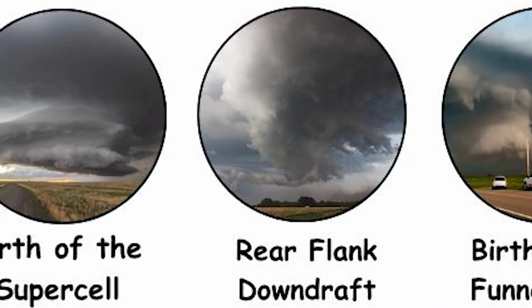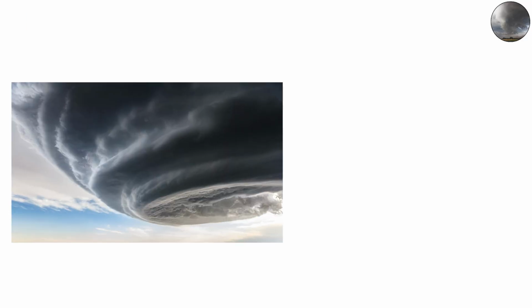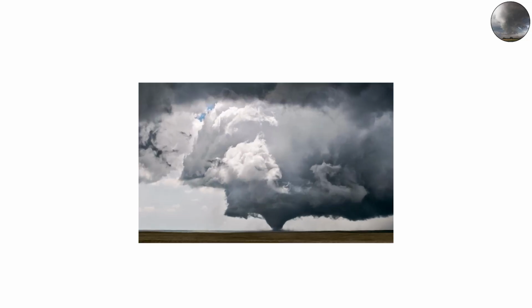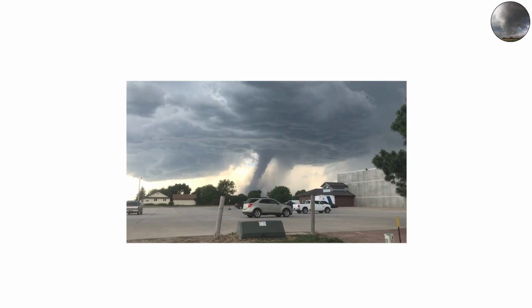The rear flank downdraft, RFD. As the mesocyclone spins, a new force develops on the backside of the storm, the rear flank downdraft, or RFD. The RFD is a burst of cool, sinking air that wraps around the rotating updraft. As it drops toward the surface, it drags rotating air downward from higher in the storm.